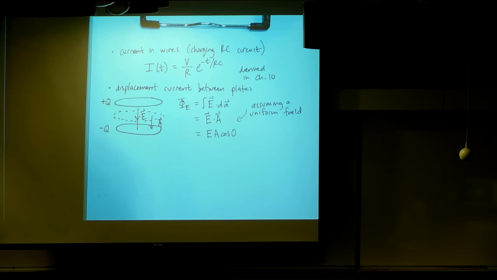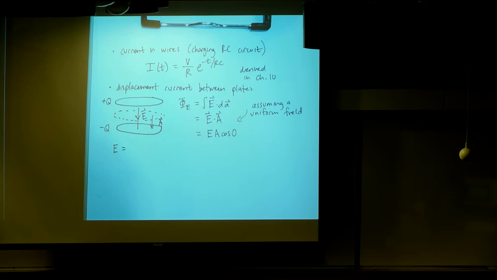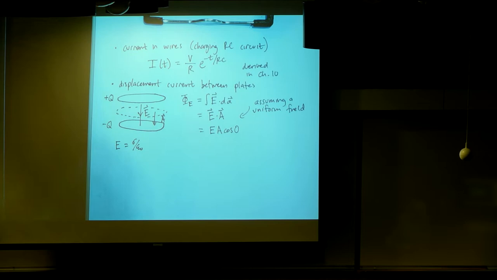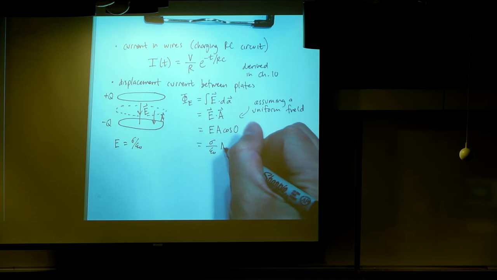A, I'm just going to leave that alone. Does anyone remember, we derived this a long, long time ago, there's a formula for the E field in between the plates of oppositely charged capacitor plates like this. It's sigma divided by epsilon naught. I don't know if that looks familiar, but we've derived this previously, so we're going to use it. That means the electric flux can be written as sigma divided by epsilon naught times A, because cosine zero is just going to give us one.